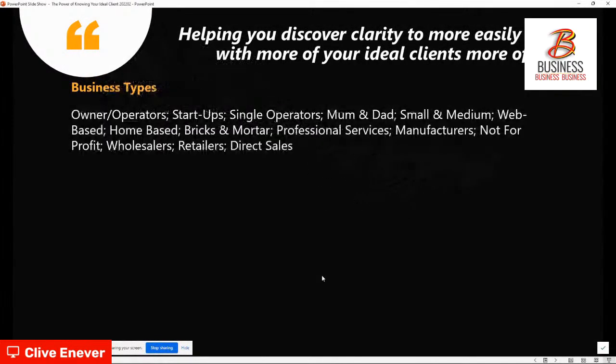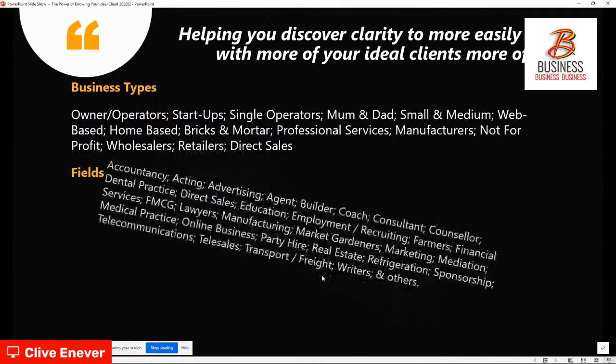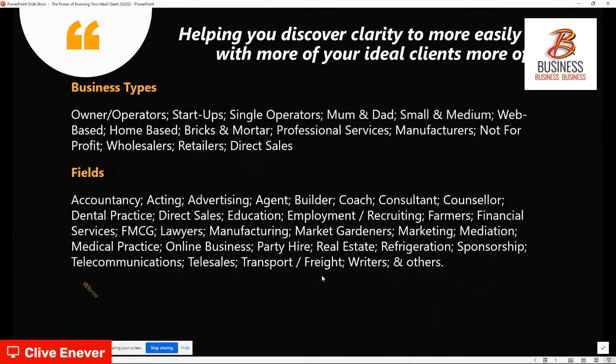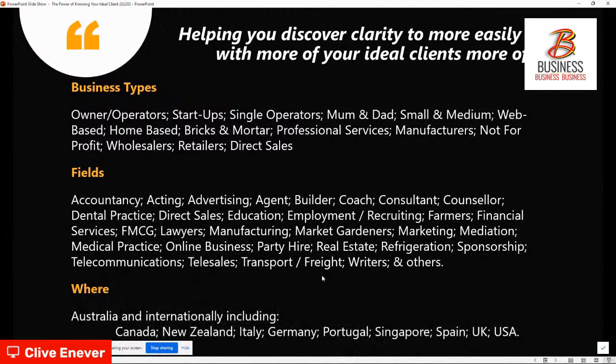Just to give you a bit of an idea of who can have an ideal client and work with that ideal client, these are some of the business types that I've worked with in these sort of fields and in these sort of places. The interesting thing is that it doesn't matter where you're in business, anywhere in the world, business is pretty much the same. And clients are pretty much the same everywhere in the world. It doesn't matter what your industry is. It doesn't matter what your business is. Clients and business, the same all around the world.